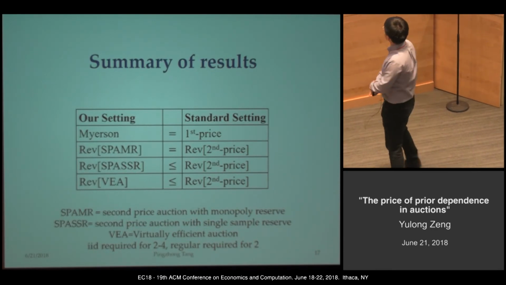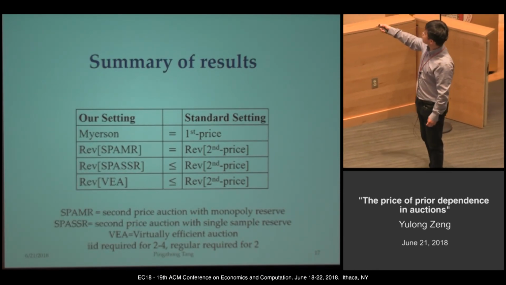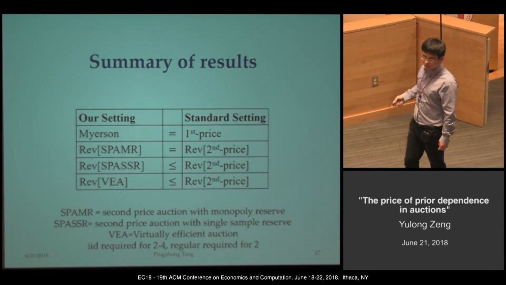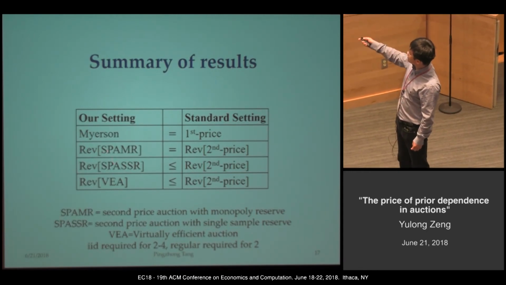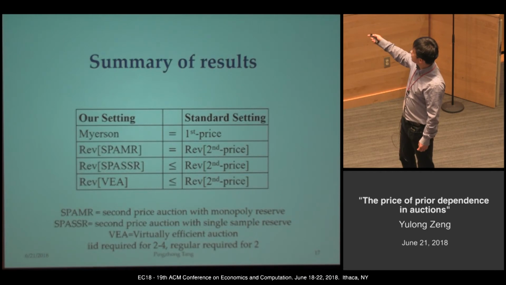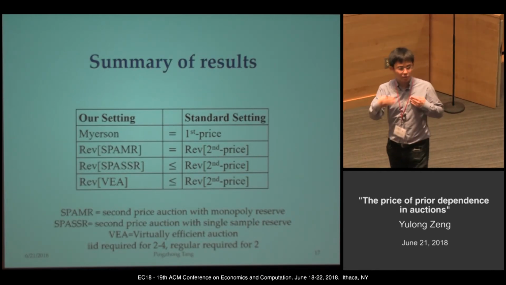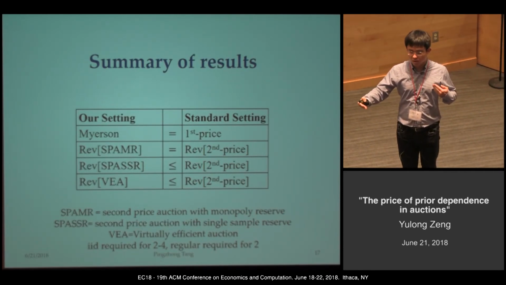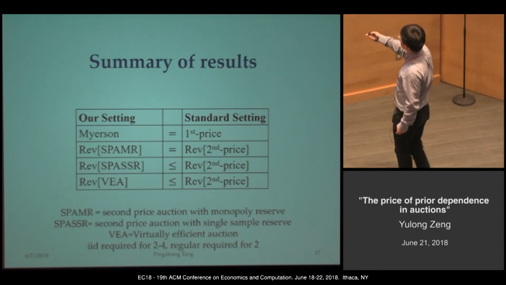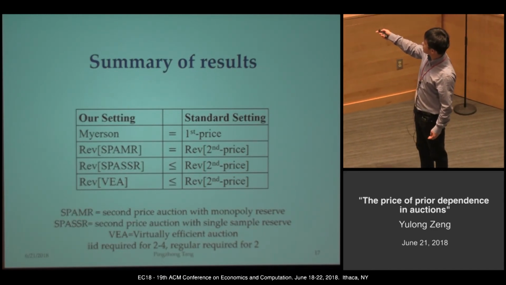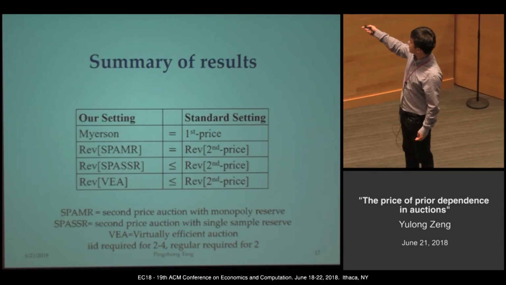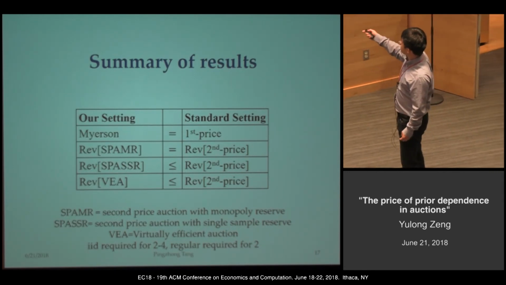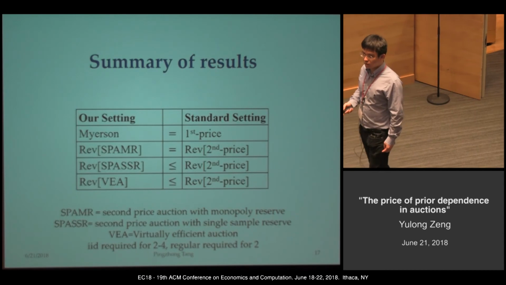And we have a summary of other results. So we show that Myerson is equivalent to first price auction. And we also show that, so these are more technically involved, but we managed to show that second price auction with monopoly reserve is revenue equivalent to second price. So you have a reserve and under the fixed distribution model, the effect of reserve is gone, okay? And here we assume IID and regular, but for these two, we just assume IID. So this is second price auction with single sample reserve, which also appeared several times in the literature. This is even less than revenue of the second price auction.